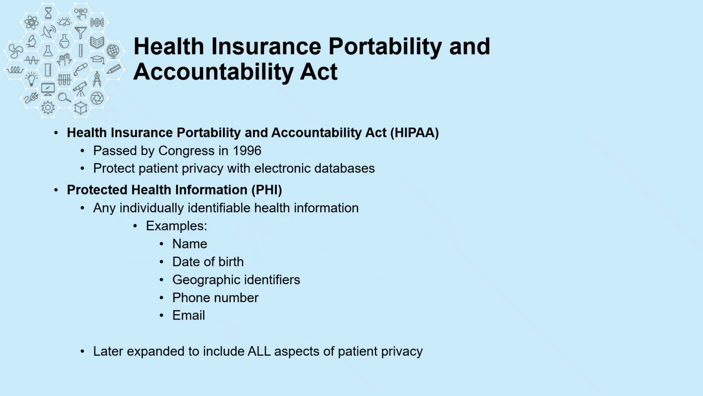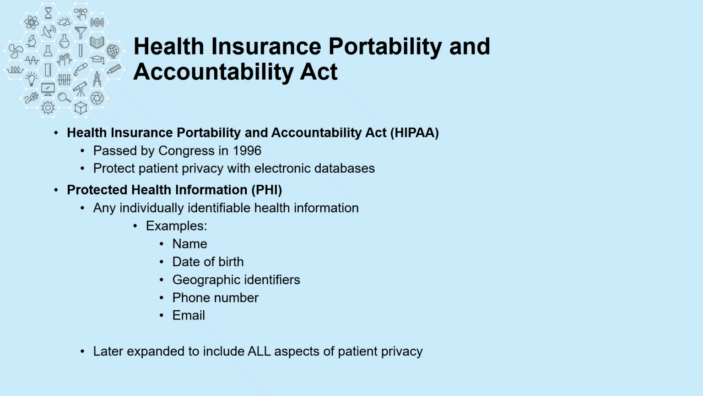So, what exactly is the HIPAA Act, the Health Insurance Portability and Accountability Act? It was passed by Congress in 1996, and the purpose is to protect patient privacy. Now, what is considered protected health information that could violate HIPAA? Anything that can identify somebody individually is protected health information, and that would be protected under the HIPAA Act.